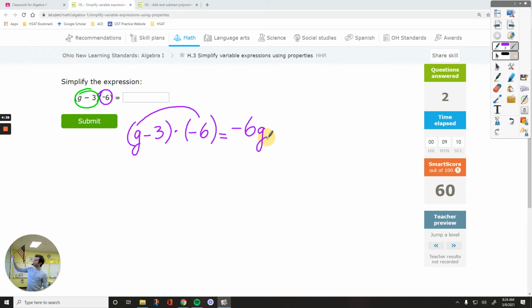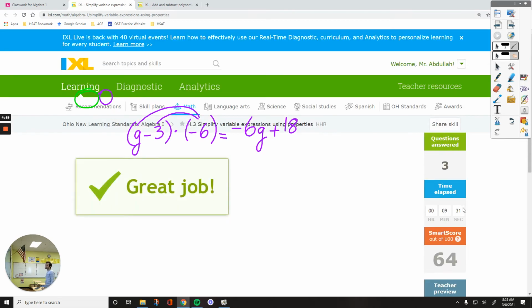The next step is multiplying those two. Negative 3 times negative 6, when you multiply two negatives, it becomes positive. 3 times 6 is 18. So negative 6g plus 18 would be our answer for this.